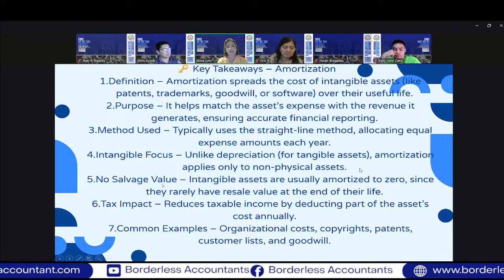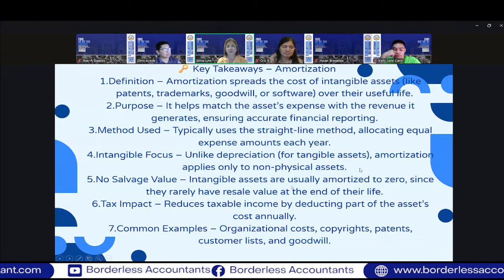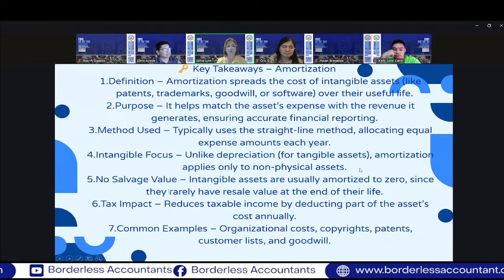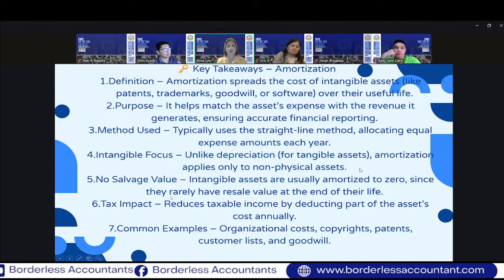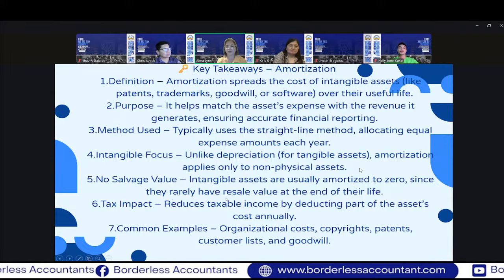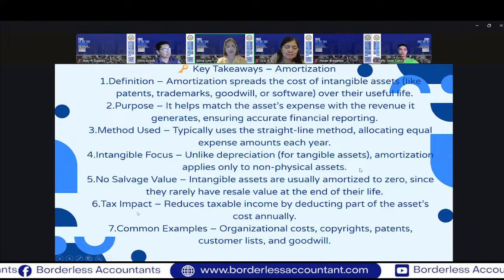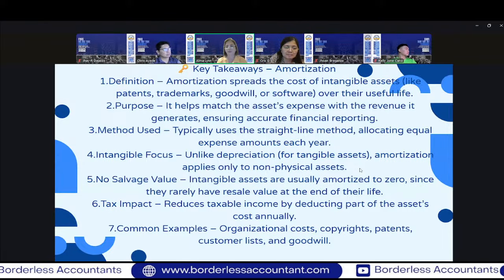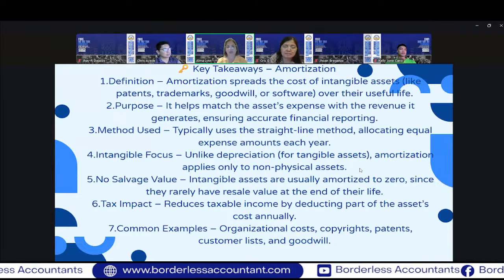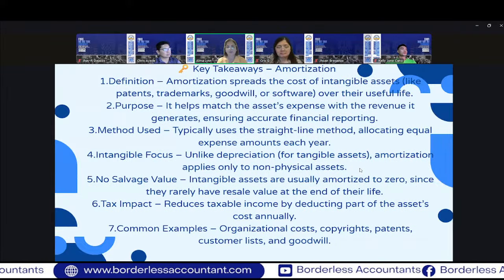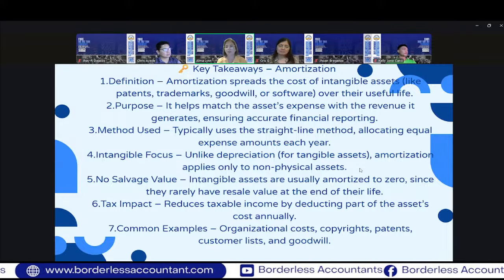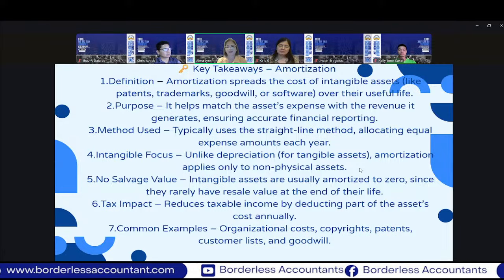No salvage value. Intangible assets are usually amortized to zero. They rarely have resale value at the end of their life. Tax impact: it reduces taxable income by deducting part of the cost annually. Common examples of these are organizational costs, copyrights, patents, and goodwill.